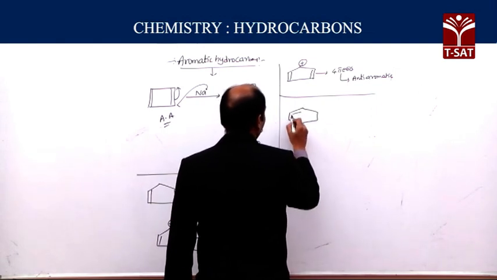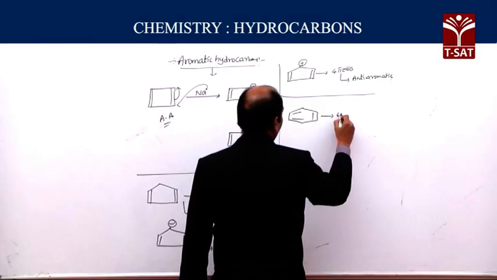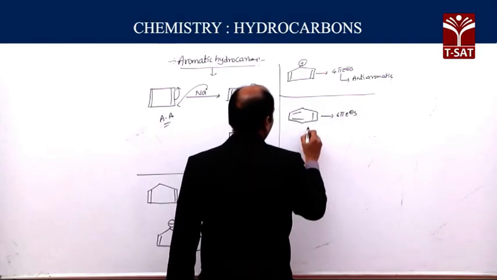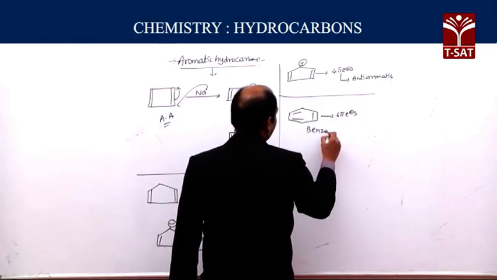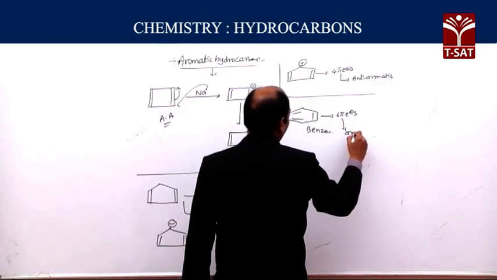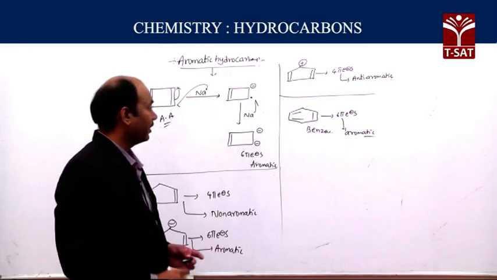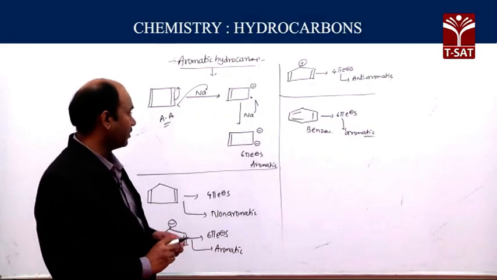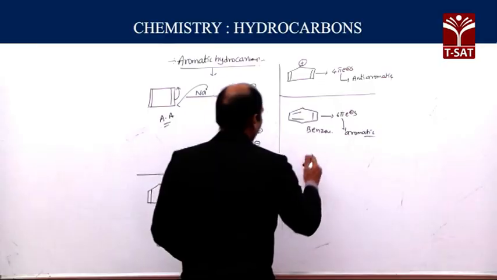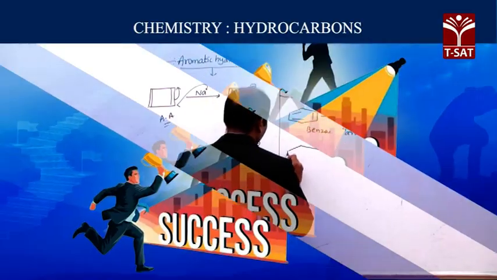Let us take benzene. This is benzene. How many pi electrons? This is 6 pi electrons. The name of this compound is benzene, and it is aromatic. Why? Because it is a planar molecule, 6 pi electrons are present, and a conjugated system is present.